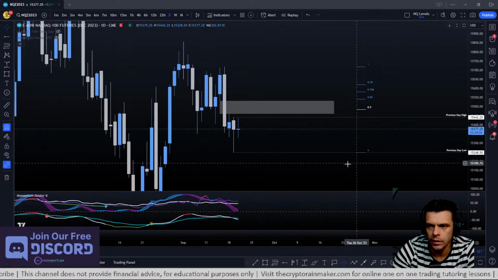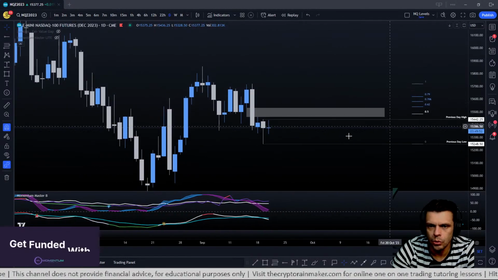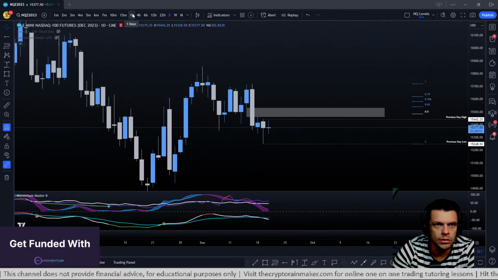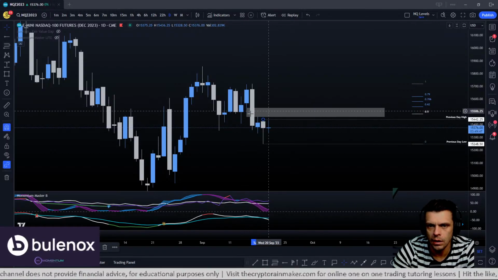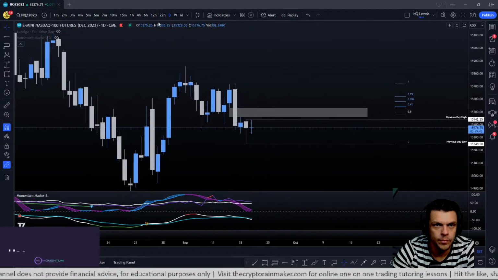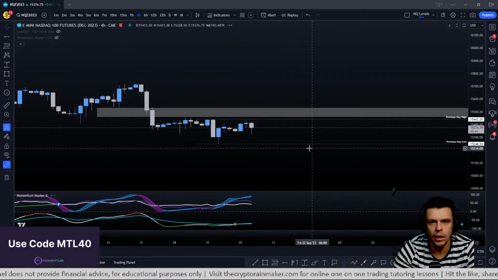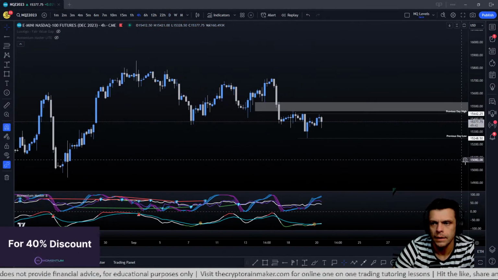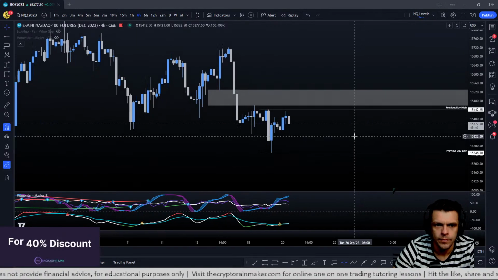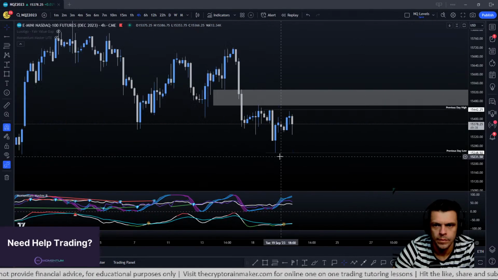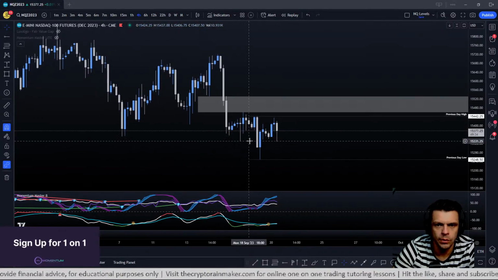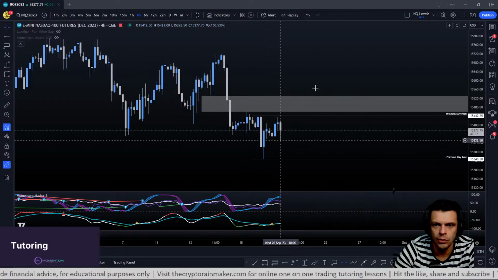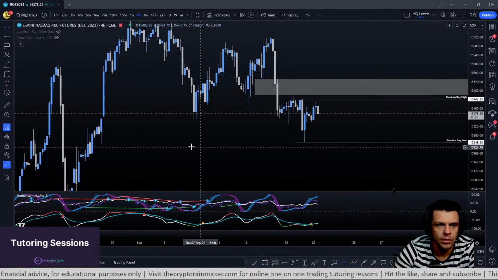All right, so I think the draw on liquidity after we took the sell side this morning is towards the previous day high and this imbalance. So look at the 4 hour. Okay, so here we had those relative equal lows. We took it, started to move to the upside.